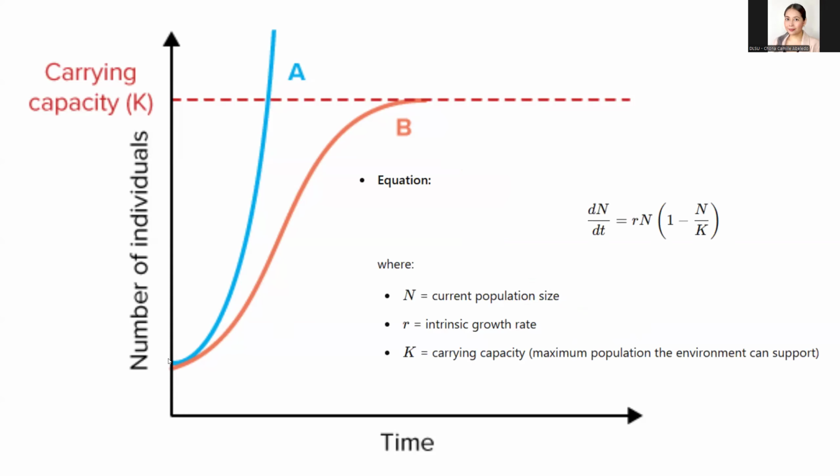Now, on the other hand, you have the red curve, the B curve, which is called the logistic curve. It's shaped like a letter S. It's population growth that slows down as it reaches a maximum sustainable size, which is dependent on the carrying capacity or K of the ecosystem.